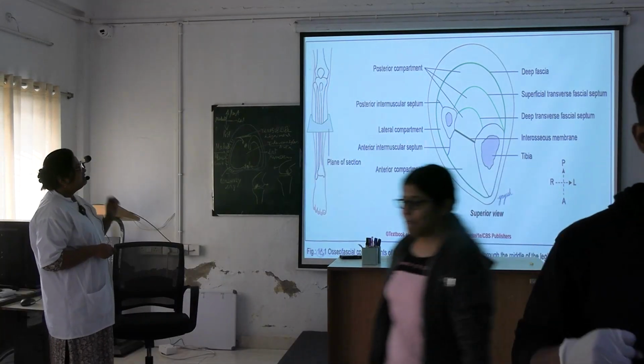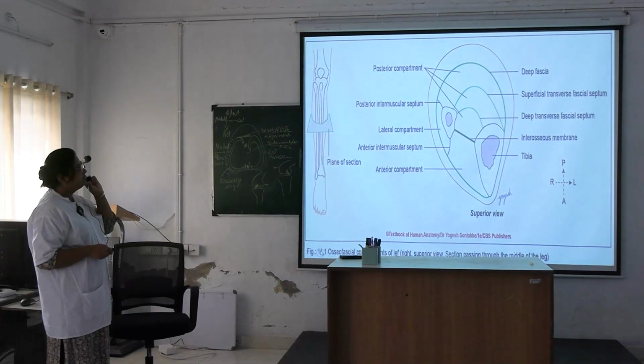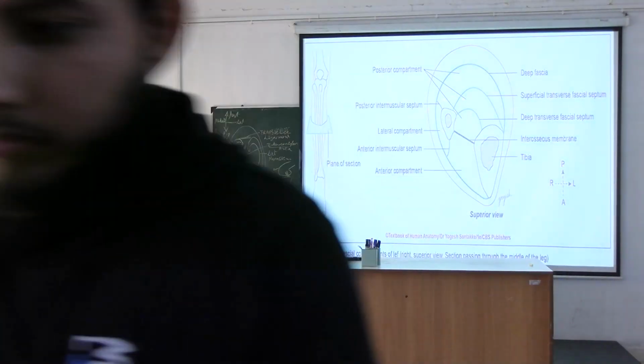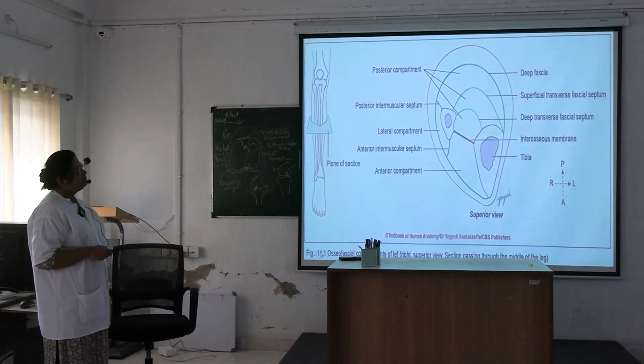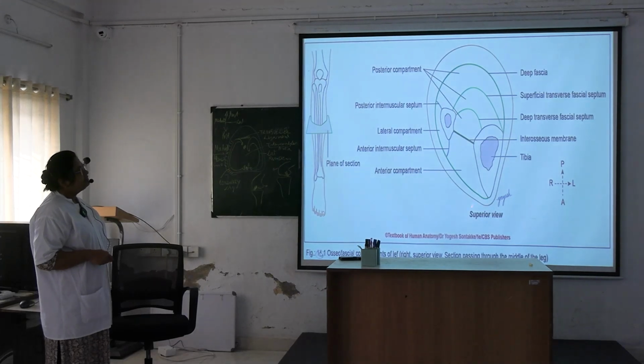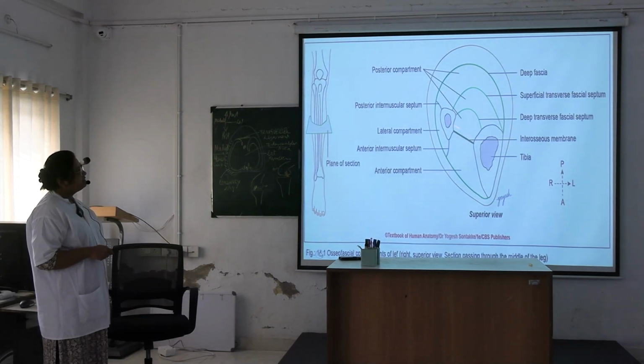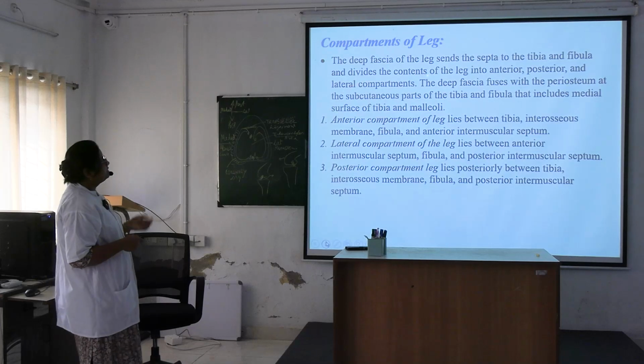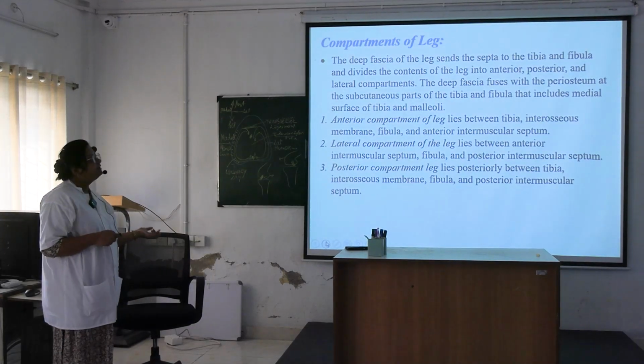You can see lateral compartment lies between the anterior and posterior intermuscular septum. Anterior compartment lies between the lateral surface of the tibia, interosseous membrane and anterior intermuscular septum. So this is anterior compartment, this is lateral compartment. Okay, so now we will discuss the compartments.